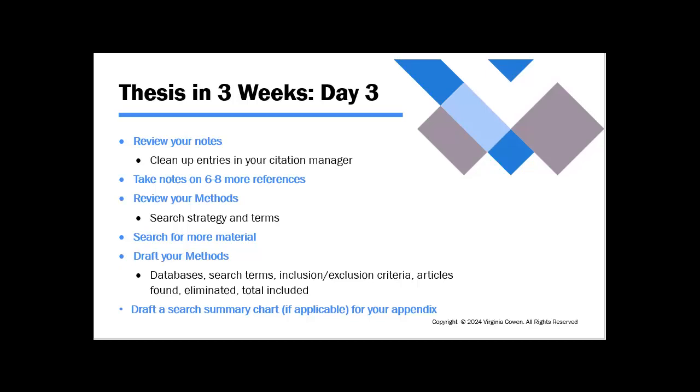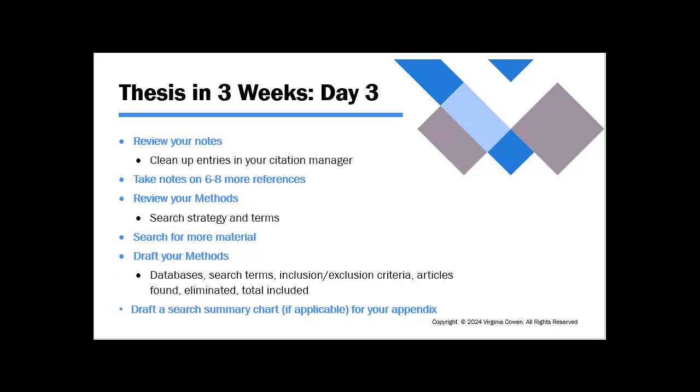So in your method section, you want to list your databases, your terms, inclusion and exclusion criteria. So I'm looking at recipes for a whole chicken. I'm not looking at recipes for a duck or a turkey or anything like that. How many articles you found, how many you eliminated, the total included. And I do have videos on how to do that with EndNote. It's probably the easiest app to use to do that. But you want to make sure that you draft your methods and you do it while it's fresh in your mind.